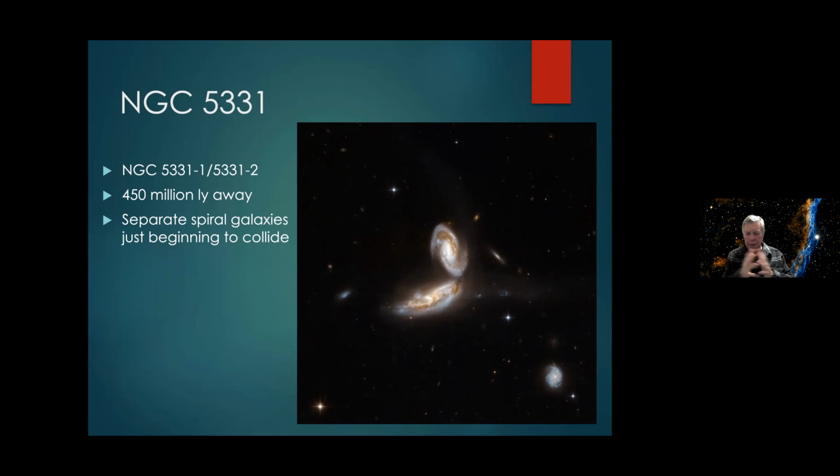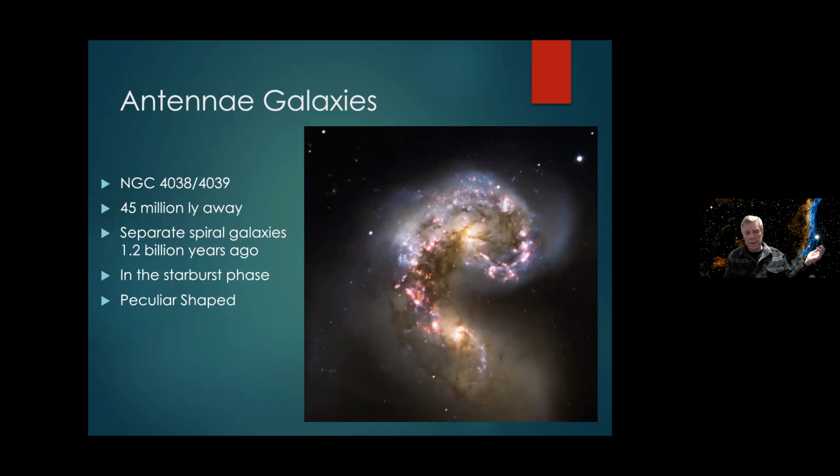We see these two galaxies just on the verge of starting to merge, still classified as two spiral galaxies at this point. Then we have the Atoms galaxy, which is two galaxies that are well into the merger process. This merger is occurring only about 45 million light years away from us. We estimate that this merger started about 1.2 billion years ago. So this is well into the merger.